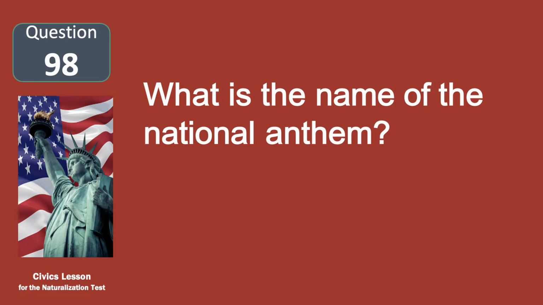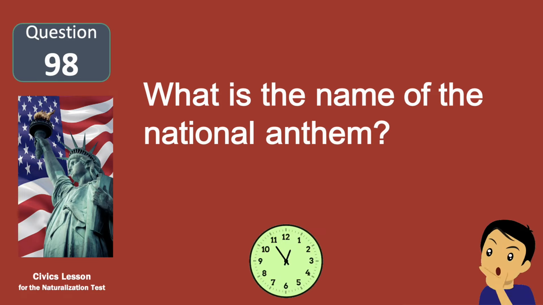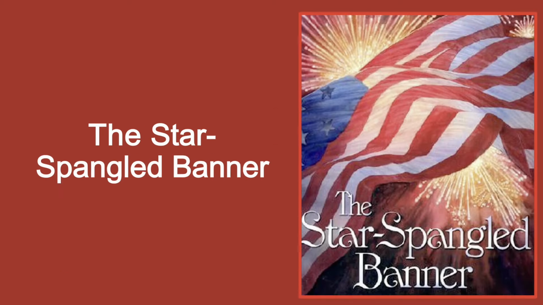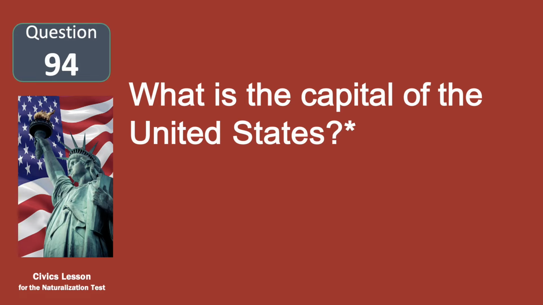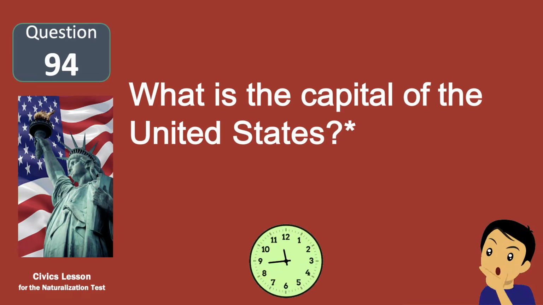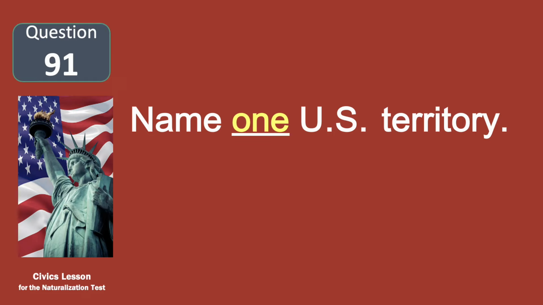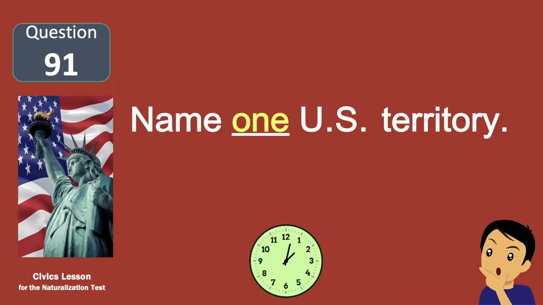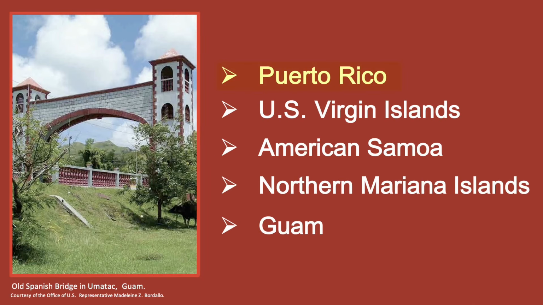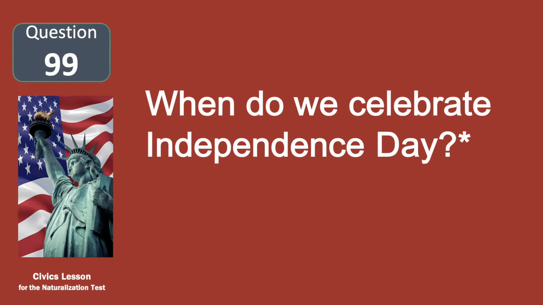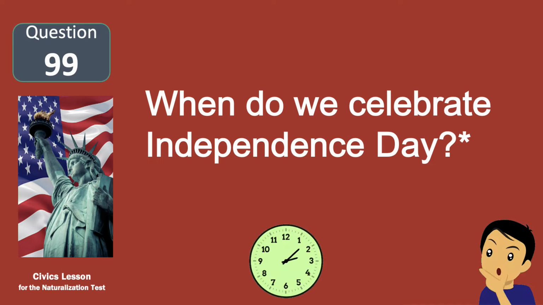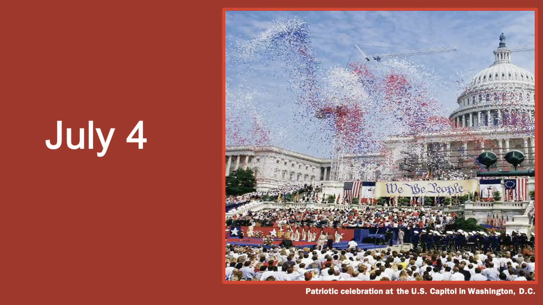What is the name of the national anthem? The Star-Spangled Banner. What is the capital of the United States? Washington, D.C. Name one U.S. territory. Puerto Rico. When do we celebrate Independence Day? July 4th.